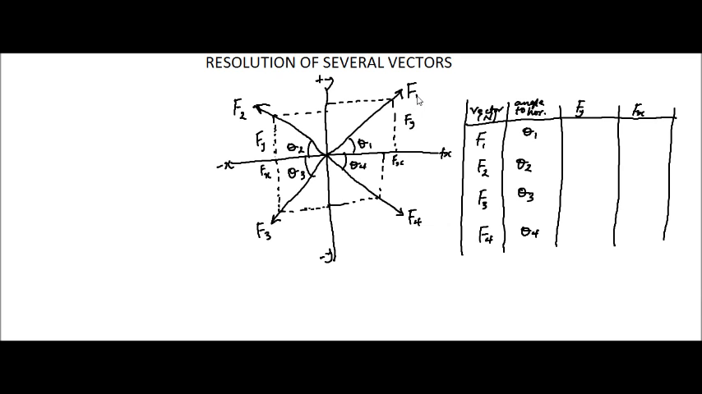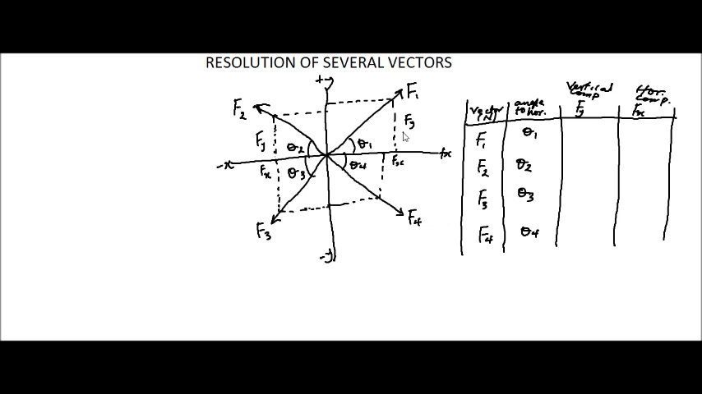Now let's look at this vector. This is F1, inclined at theta 1 to the horizontal. F subscript y here represents the vertical component of the vector, while F subscript x represents the horizontal component of the vector. Right, now how do we resolve this?